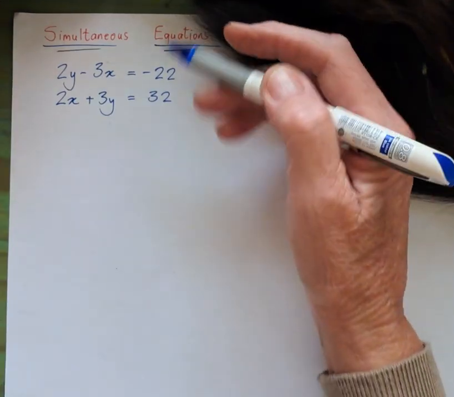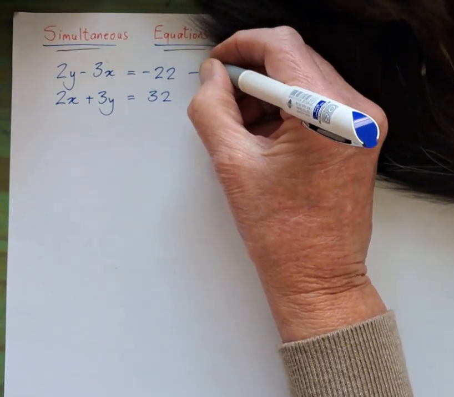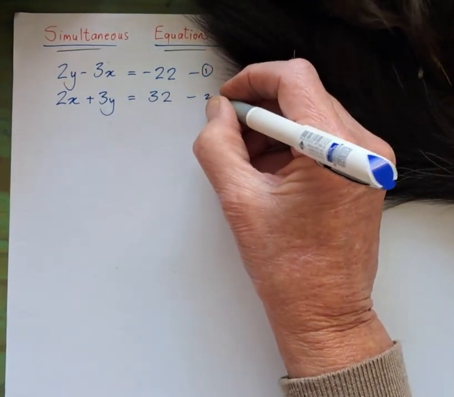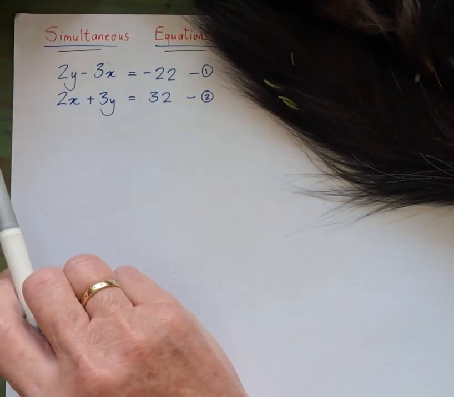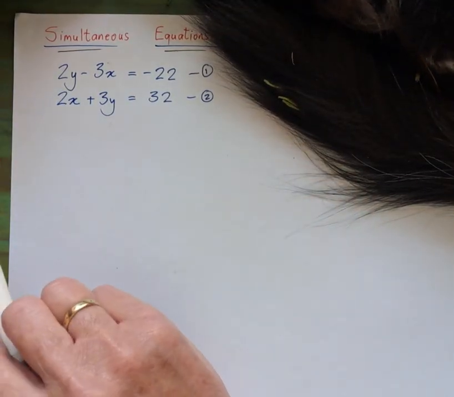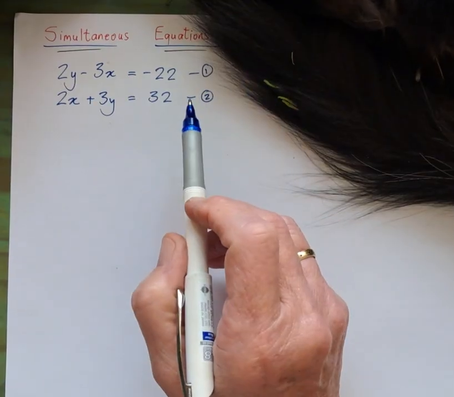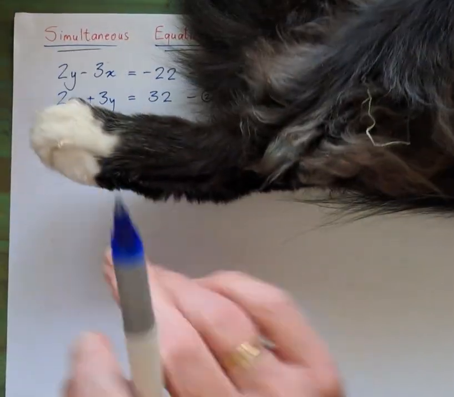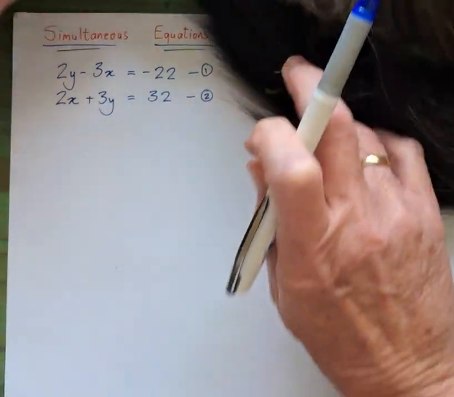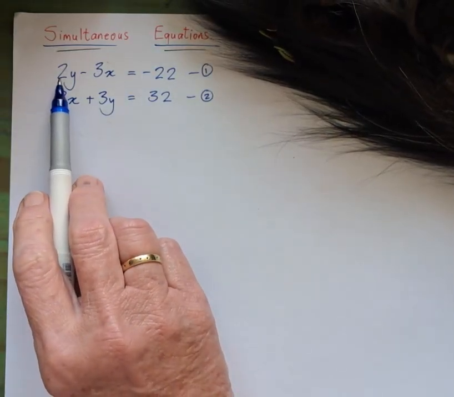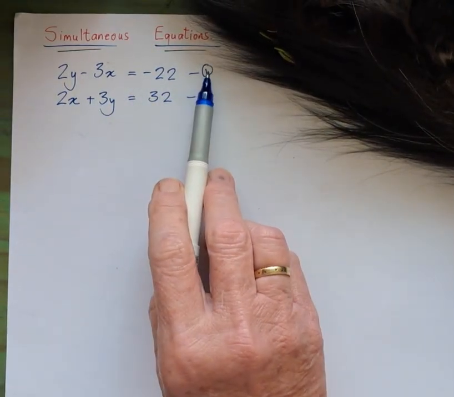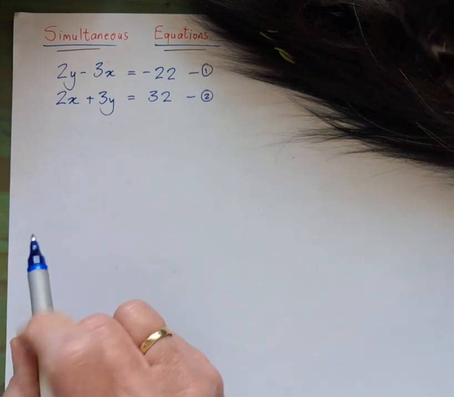So let's first of all start off by numbering our equations 1 and 2, and then let's decide to get rid of the y's. Just for argument's sake, we could do either way. If we try and get rid of the y's, we're going to have to multiply this equation by 3 because we want that to become 6y.